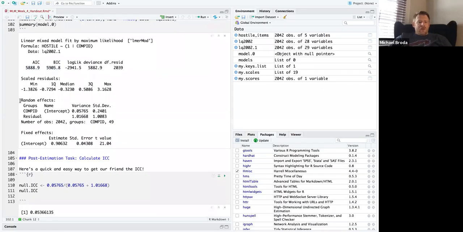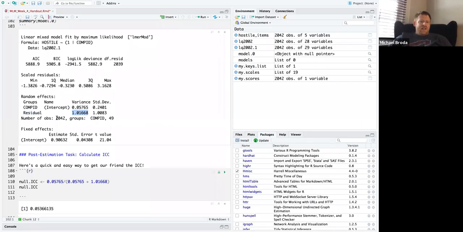Okay, so here are my random effects. They always start with random effects in R. And so here we have a random intercept at the company ID level, and that has a variance of 0.0506. And then I have a random term at the individual level that's called residual, and that's equal to about 1. So because this total is right around 1, I can kind of start to guess what the ICC might be, but I can calculate it too.